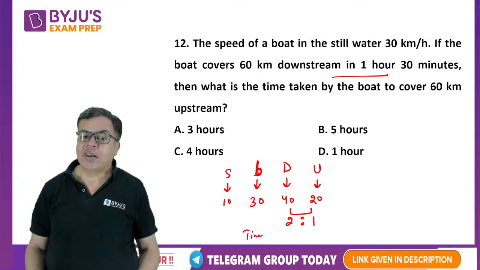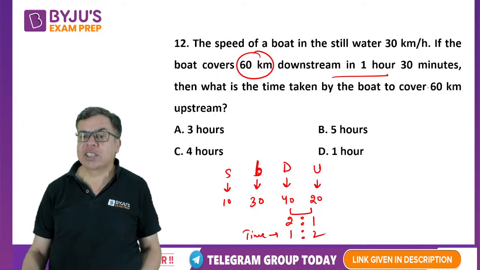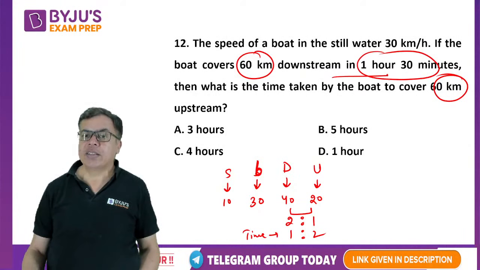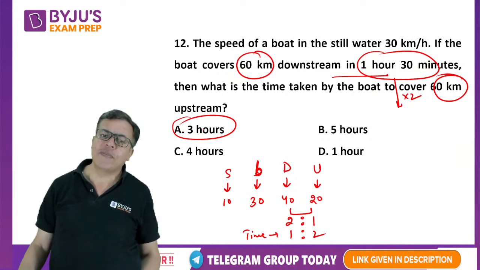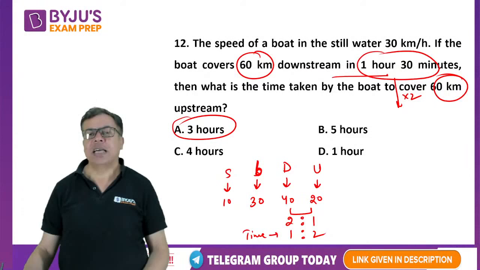In upstream, you are covering 60 kilometers only. The distance is the same, so the time taken will become double. So 1 hour 30 minutes will become double, that will become 3 hours. Otherwise also the values are very simple, so you can calculate because 60 by 20 is directly 3 hours. So very simple question.